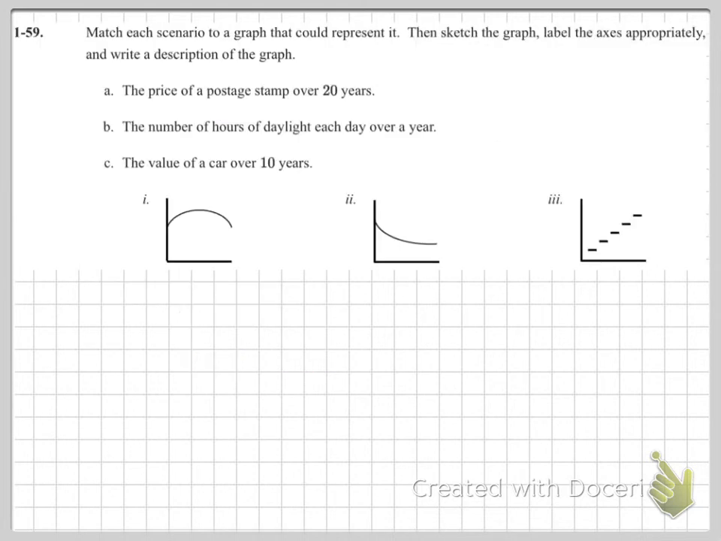Okay, moving on to our next slide, we're now actually going to take a look at some specific problems from the book.